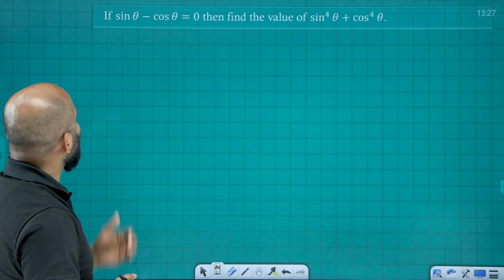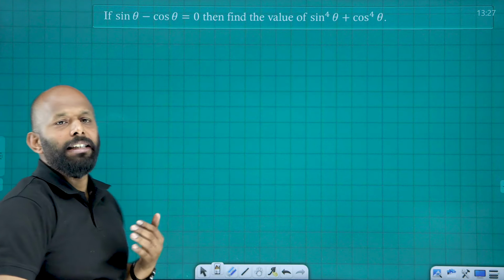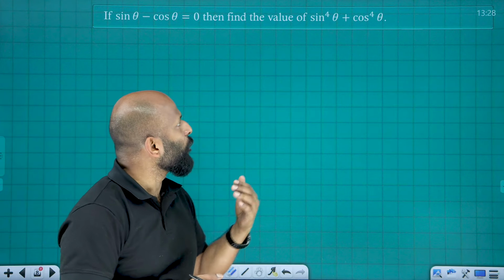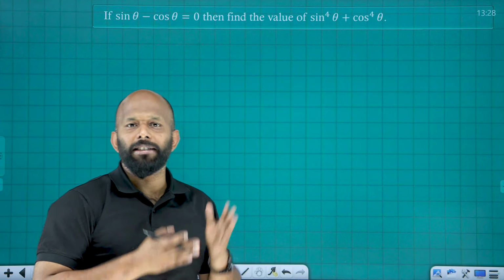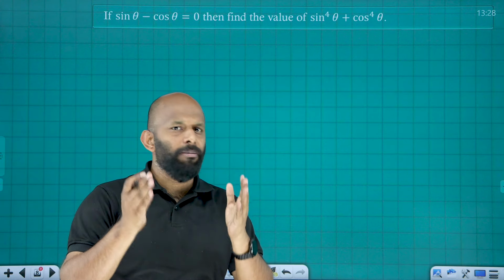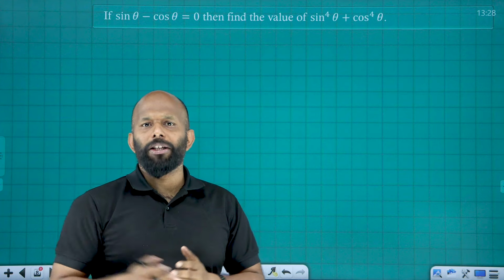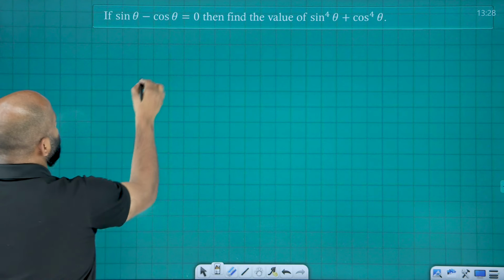Our next question is again the same kind of question. Sin theta minus cos theta is equal to 0. Then find the value of sin raised to 4 theta plus cos raised to 4 theta. The same question, we have done it in the MCQ section also, but sometimes they will ask this question in the 2 mark section also. Once again we can solve this one.